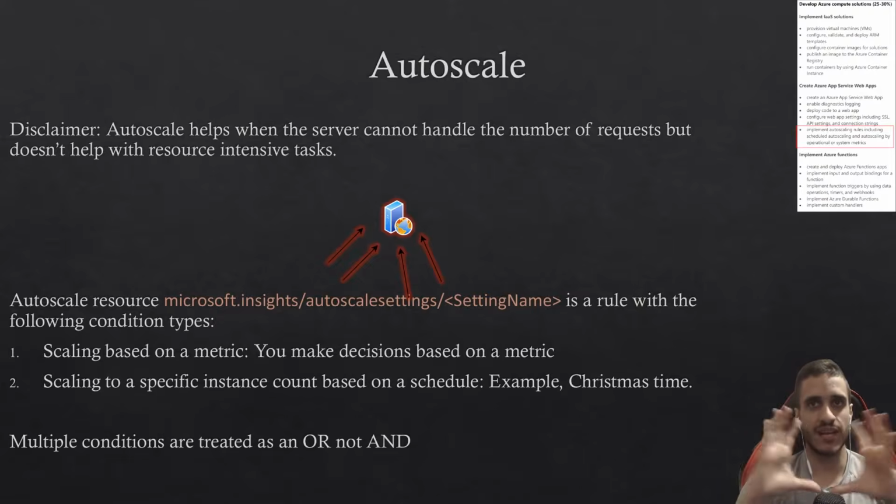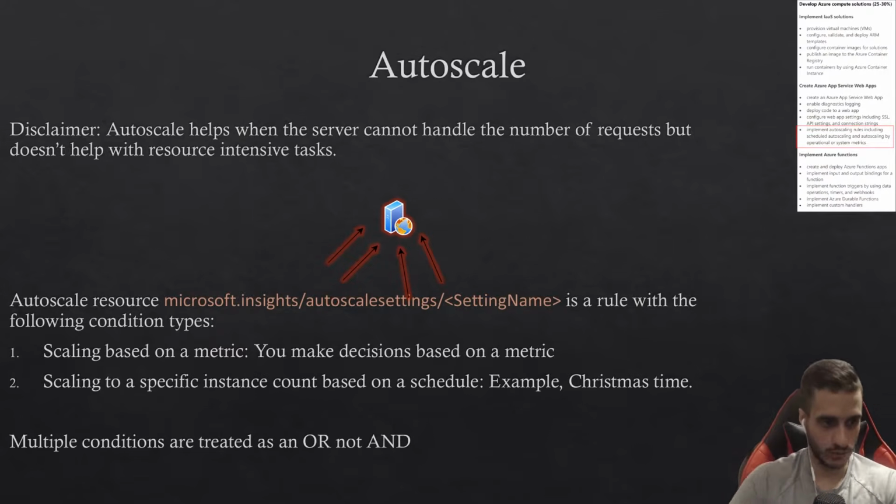So the Autoscale resource itself, with that, you create rules based on those condition types. So you can autoscale based on a metric, okay? So essentially you make decisions based on a certain metric. That metric can be the percentage CPU on an app service plan. It could be the number of HTTP requests, etc. So you're essentially making decisions based on a metric, okay? But you can also scale to a specific instance count based on a schedule, okay?